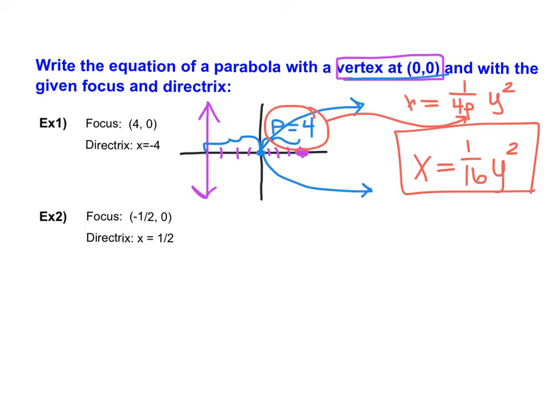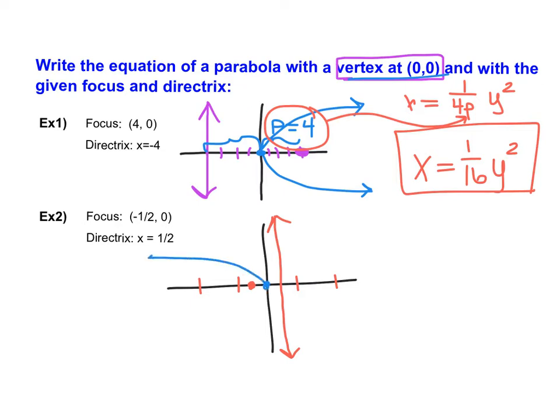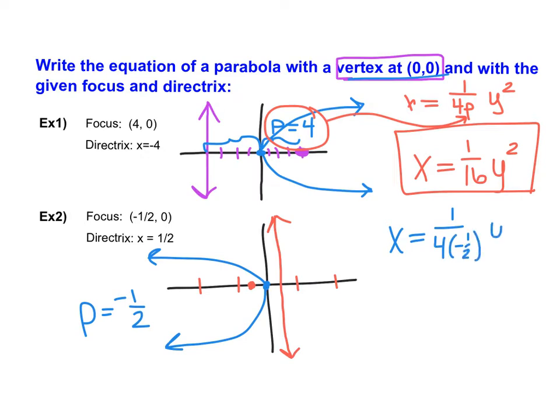Now if I look at this next one here, this one is a little bit different. We have a focus at -1/2. So I'm going to make these a little bit bigger and say -1/2 is right here. That's my focus point. And then my directrix is at x equals 1/2. So that's going to be about right here. What I can see from this is I have a vertex at 0, 0, and I'm opening to the left because I want to open around that focus point. So my p value is 1/2, and it's -1/2 because it's opening to the negative numbers, which is to the left. Now I use that same equation of x equals 1 over 4 times p, which is -1/2, times y squared.